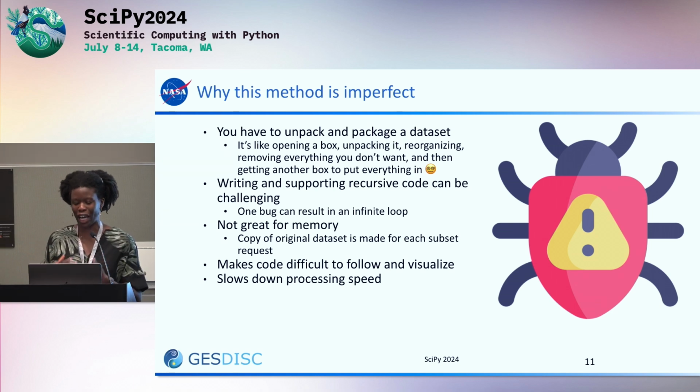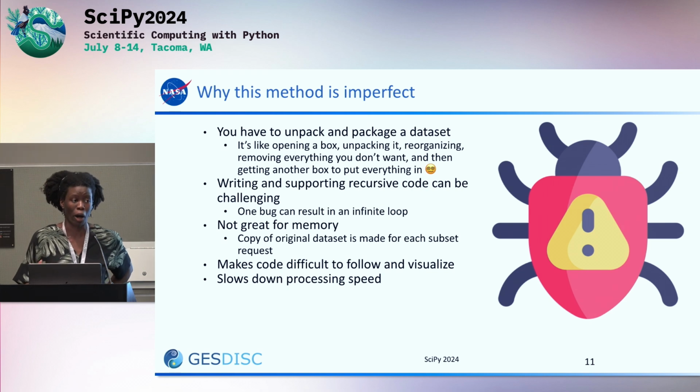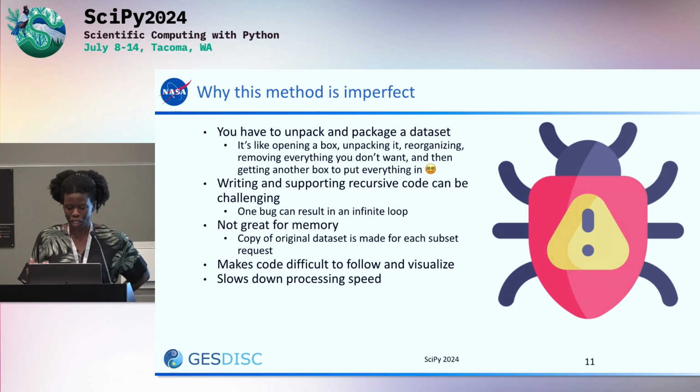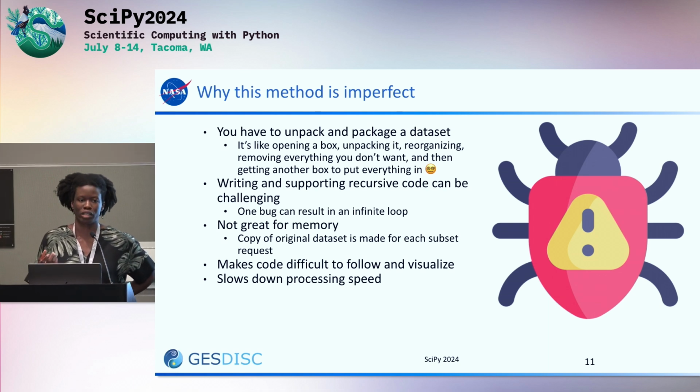It's just like you have to unpack and package a data set. And some of the other challenges is that supporting recursive code is inherently challenging because bugs lead to infinite loops. It's not great for memory because every time we do a subset request, we have to make a copy of the original data set. So essentially you have two different data sets. It makes the code not great to visualize and follow, as you all can maybe attest to. It also slows down the processing speed because all of this is done on disk.